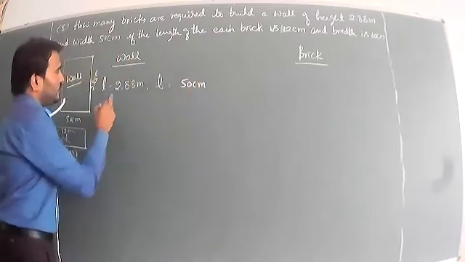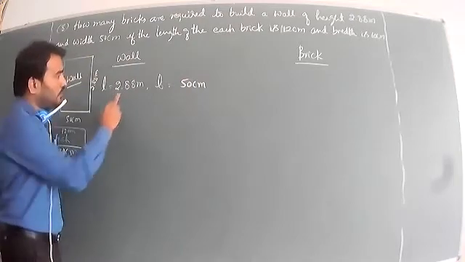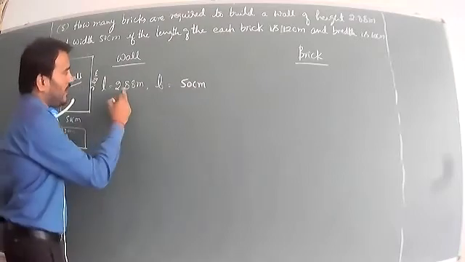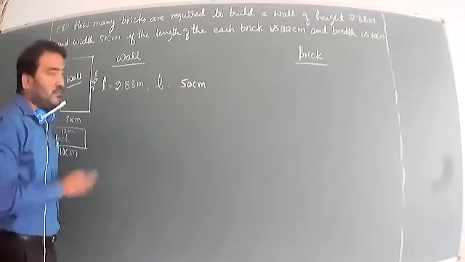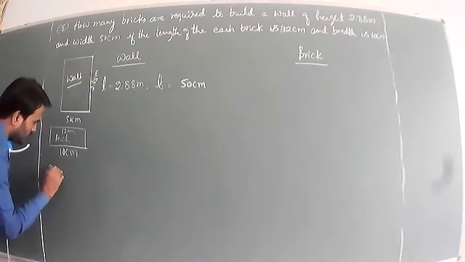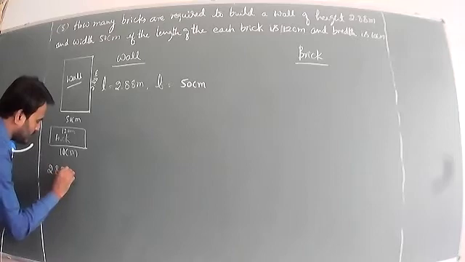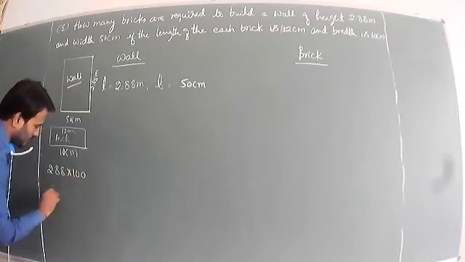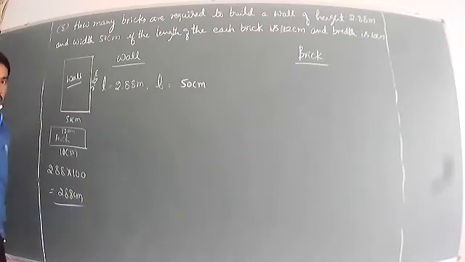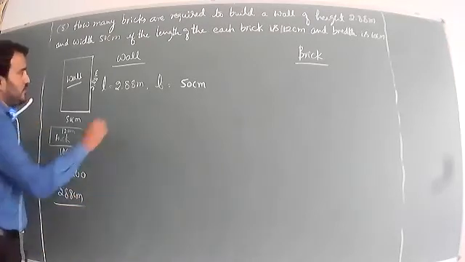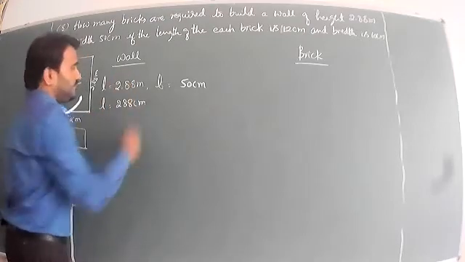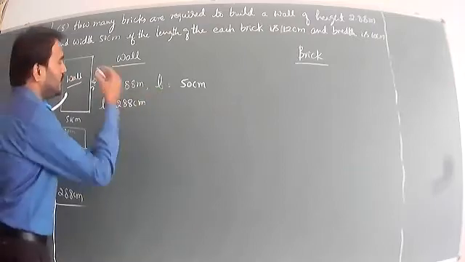Now, first we should make all the units the same. Here it is meters and here it is centimeters. So we multiply 2.88 meters by 100 to get centimeters. 2.88 multiplied by 100 gives 288 centimeters. So L equals 288 centimeters. The breadth is there and the length is there.